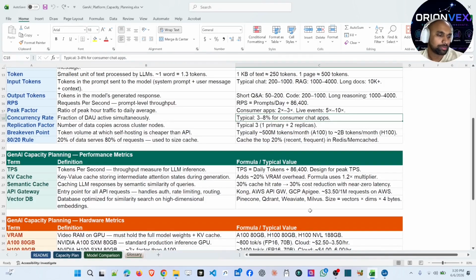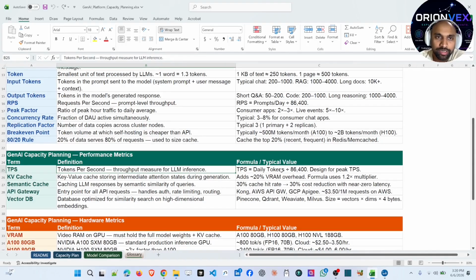Next, come to the capacity planning for the performance metrics. While we consider the performance metrics, we need to consider tokens per second as the first parameter. That is a throughput measure for LLM inference. TPS is daily tokens divided by the number of seconds per day. You will get the tokens per second.